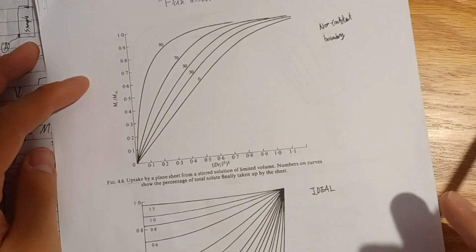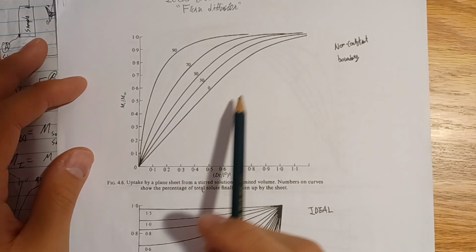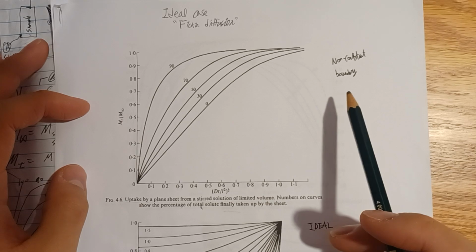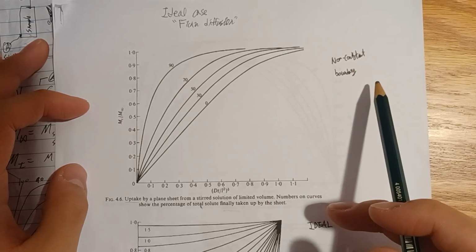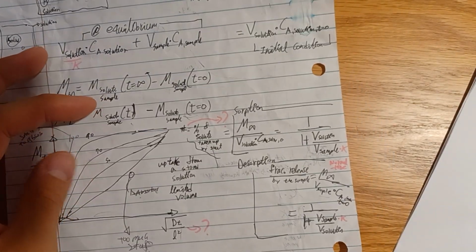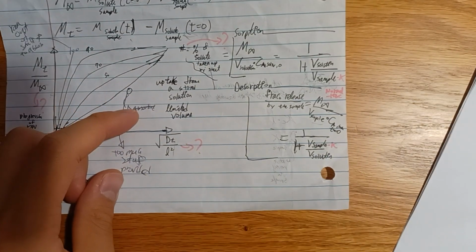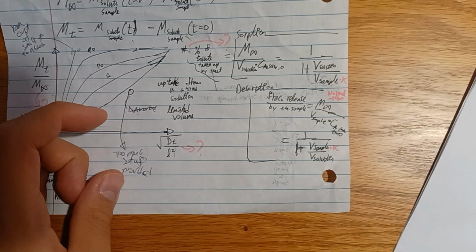Actually, this is the right one. Same thing, ideal case of fixed diffusion, non-constant boundary layer conditions as the concentration keeps changing outside. So this number is representing the percentage of solid taken up by the sheet. So when this is 0, that means none of the solid has been taken up by the sheet.